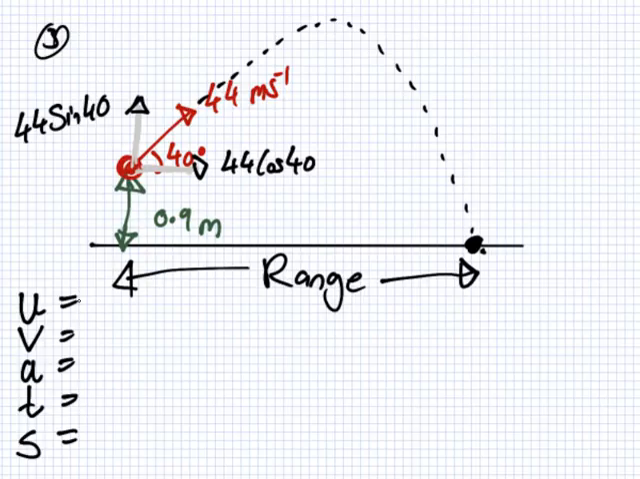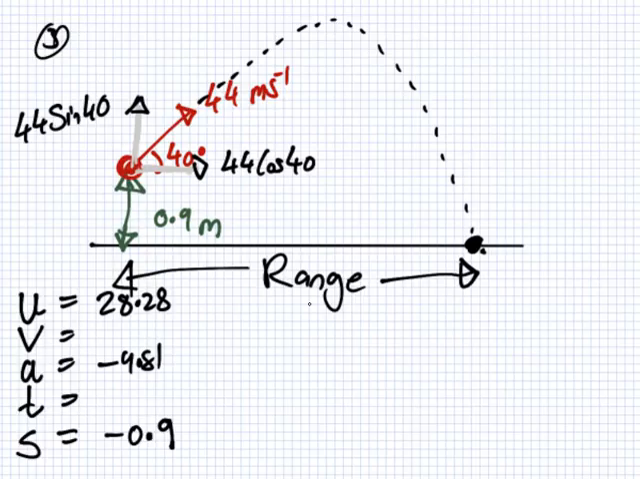Who's finished this one? Nearly? Give me 10 seconds. What's the U? 28.28. The V, we don't know. A, minus 9.81. T, we don't know. And S, minus 0.9.